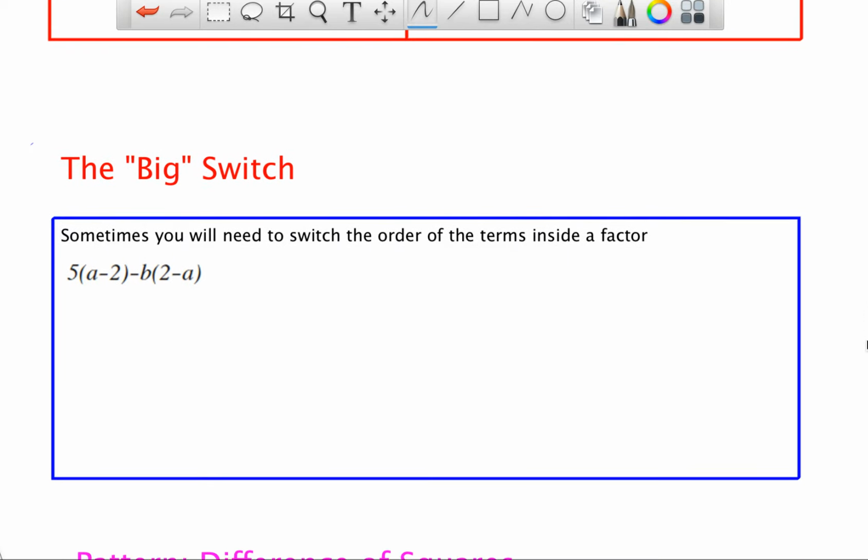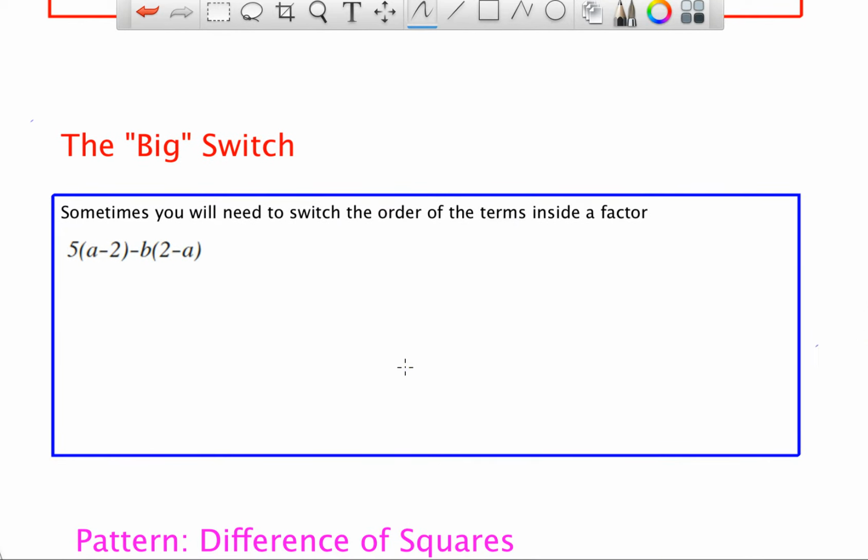Okay, here's a little trick. I think the book calls this the big switch. If you look at a minus 2 and then 2 minus a, then hopefully you notice that they are very similar.